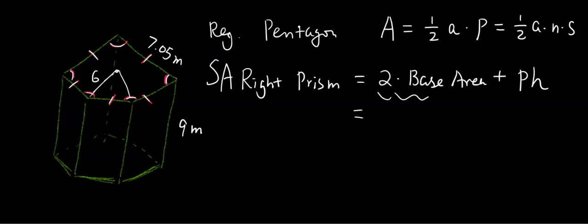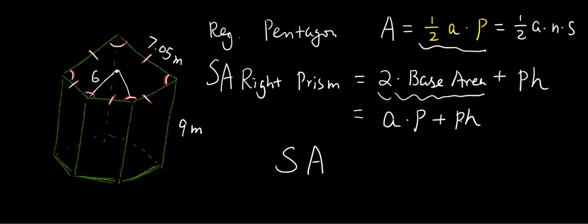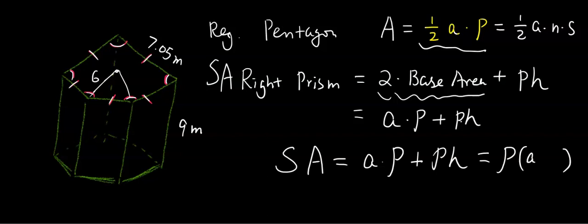Let's continue to talk about 2 times base area. Remember, this is one base area. If 2 times this one, shouldn't we have A times P? That is correct. We have A times P plus pH. Wow, we just got a brand new formula. It says the surface area of a right prism is apothem times perimeter plus perimeter times h. You can stop right here, or you can factor out the P, so it's perimeter times apothem plus h. You just played with your algebra by rewriting the formula.